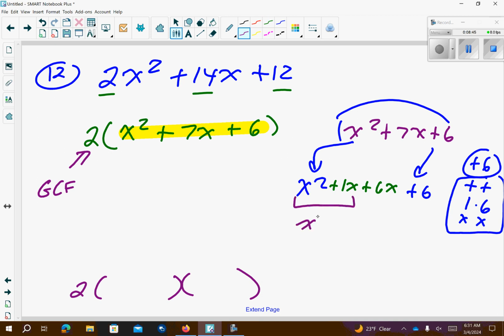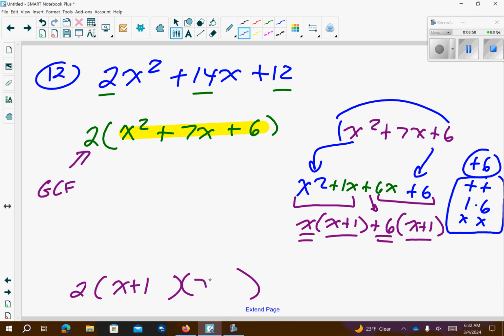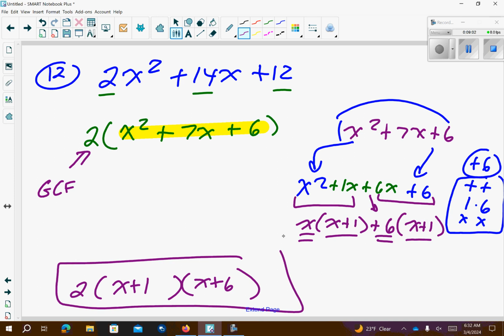I can factor an x out of both of those. Now it leaves me x plus 1. Middle sign comes down. I can factor a 6 out of both of those. And take a look, x plus 1 goes right there. What do I have left? x plus 6 goes there. We also have the greatest common factor. That's part of the answer.